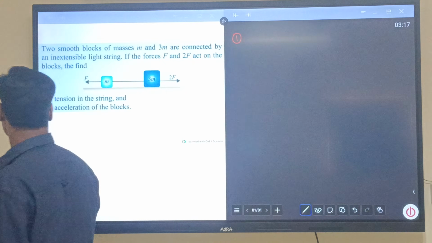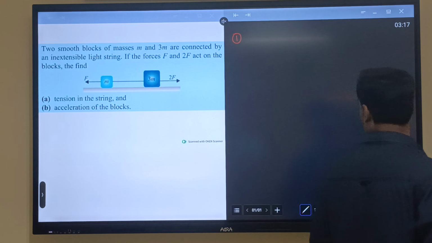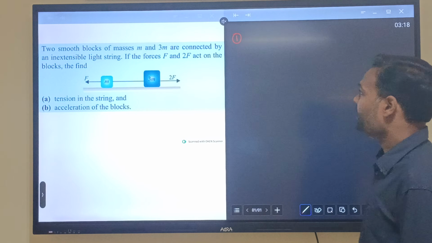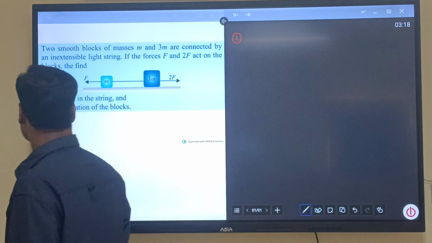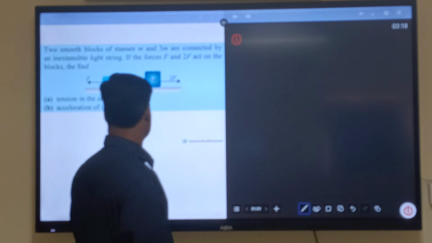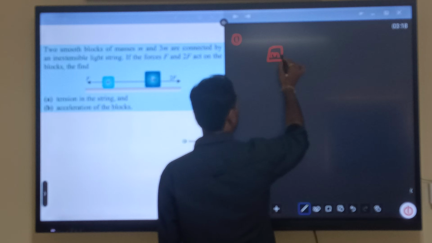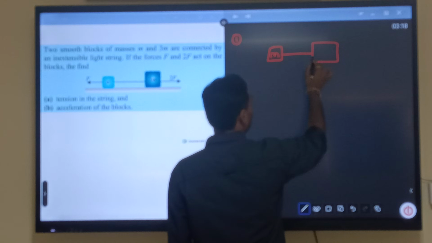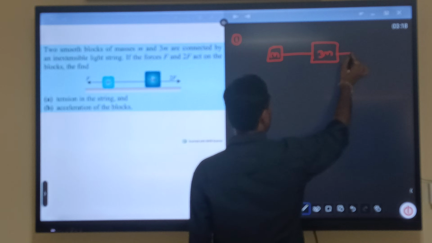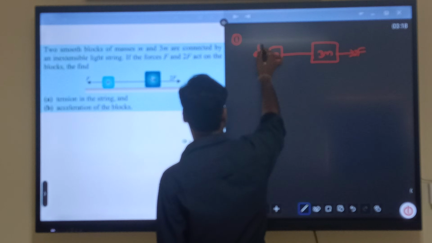Now, the first question says, two smooth blocks of masses m and 3m are connected by an inextensible light string. If the forces F and 2F are active on the blocks, then find the tension in the string. See, the first point is, this is m, this is 3m, and force 2F is acting here, and F is acting here.